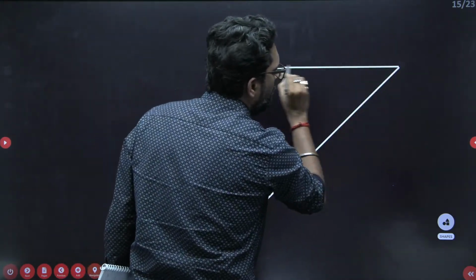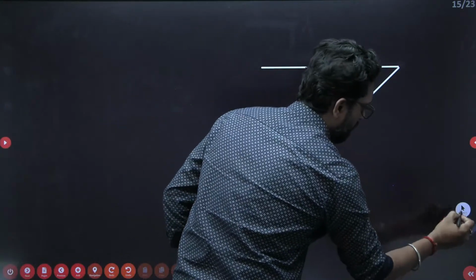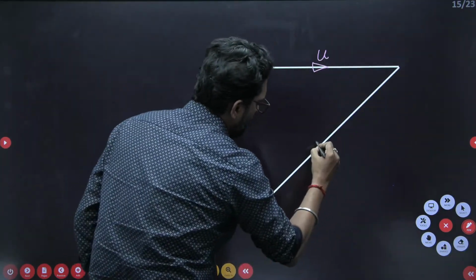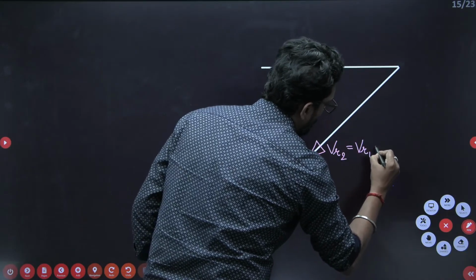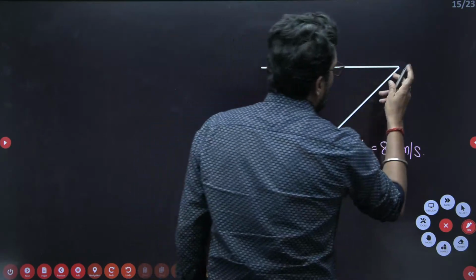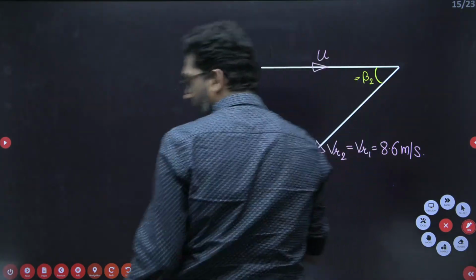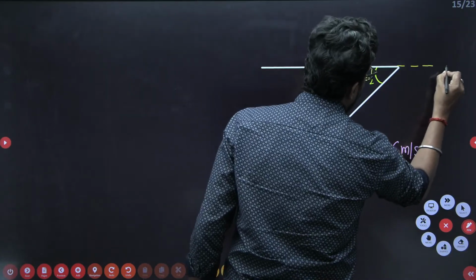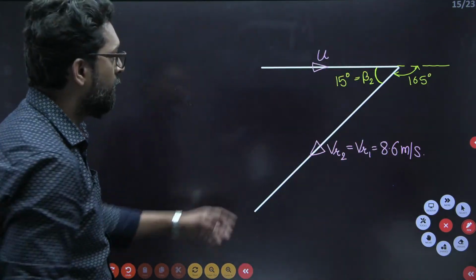Now this is the direction of U velocity. So this is your U, in this direction. And this is your VR2. Neglect the loss, so this is equal to VR1. What is VR1? How much is it? 8.6 meter per second. Correct? And this angle is your beta 2. And beta 2, how much is it given, beta? Beta 2 is given 15 degree. Why? Because this deflection of 165 is given. Clear? This is your 165 given. So this is your beta 2.